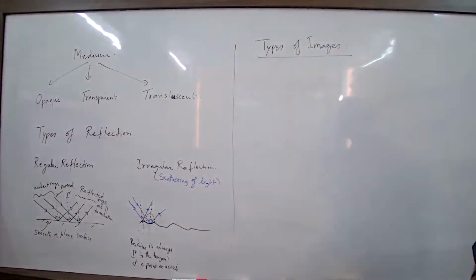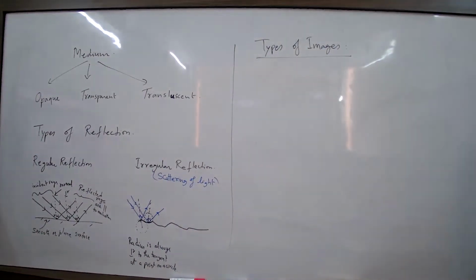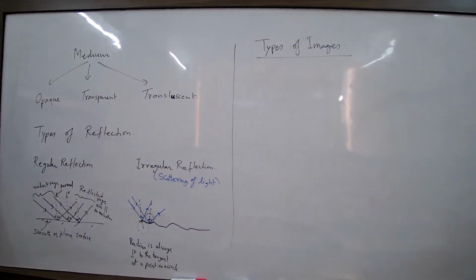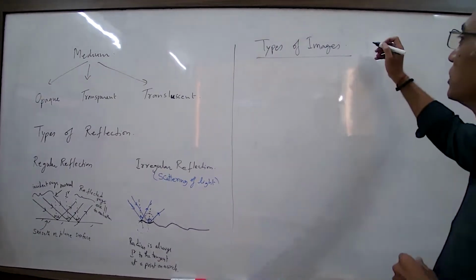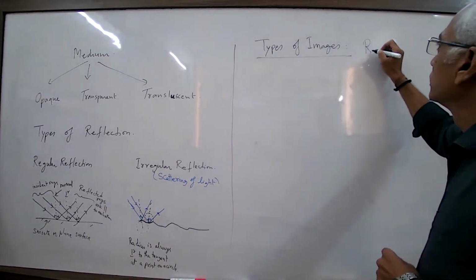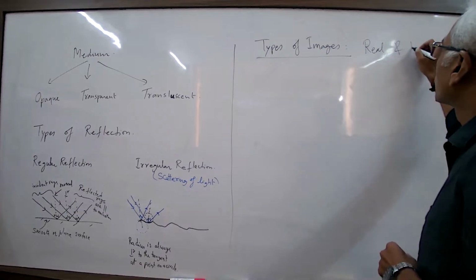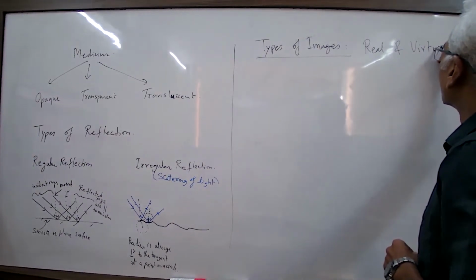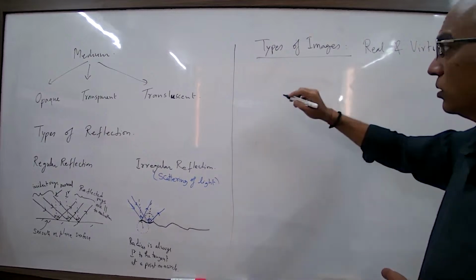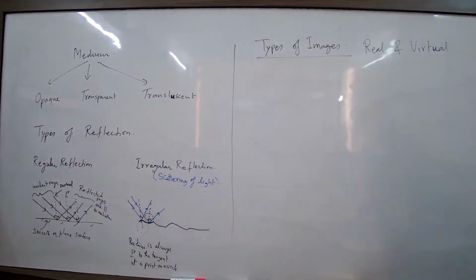Okay, let's now also understand the types of images which are formed. Basically there are two types of images, real and virtual. Now, you are familiar with image formation by a plane mirror. Okay. So, can you tell me the properties of the image formed by a plane mirror?